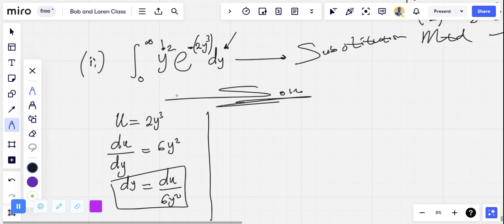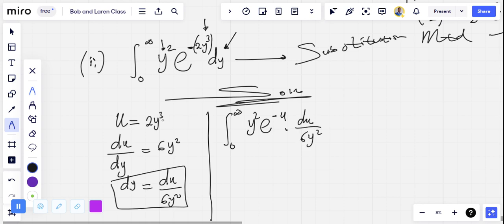Luckily for us, this y square will cancel this y square, so you don't need to do that again, or else it will take your time. So I'll have 0 to infinity, y square, you leave it as y square. This is e negative. This one has already turned to u. We already substituted y cubed to be u. And then dy is equivalent to what? du over 6y squared. So can you see what I'm saying?